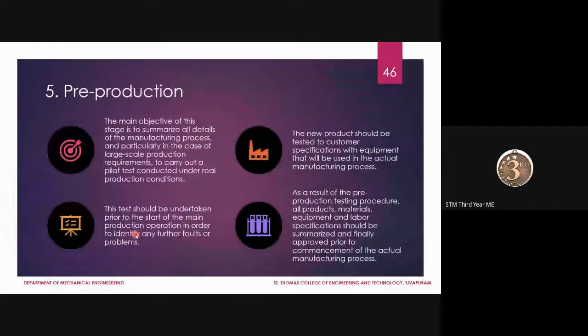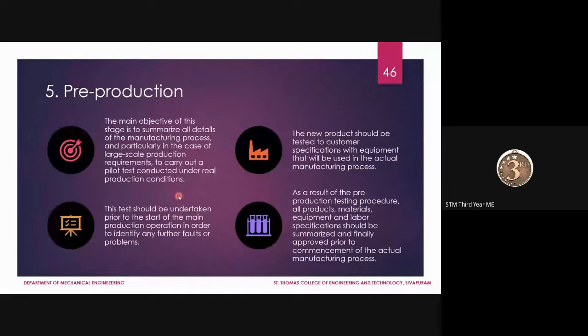And the final one comes under pre-production. So under pre-production, the main objective of the stage is to summarize all the details of the manufacturing process and, particularly in the case of large-scale production requirements, to carry out a pilot test conducted under real production conditions.